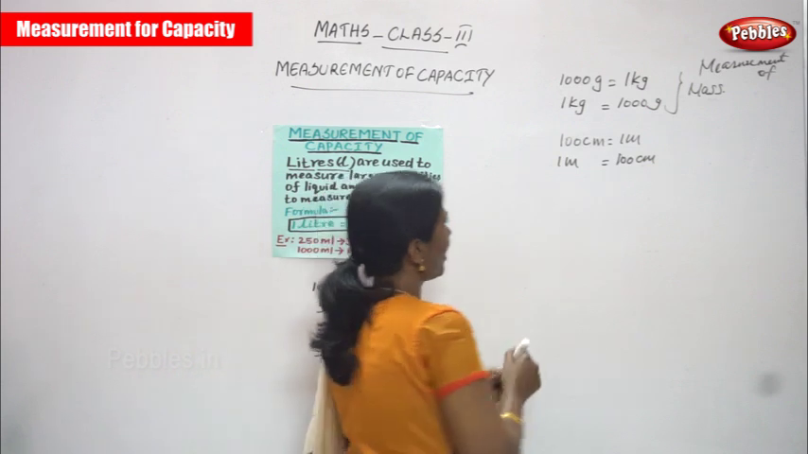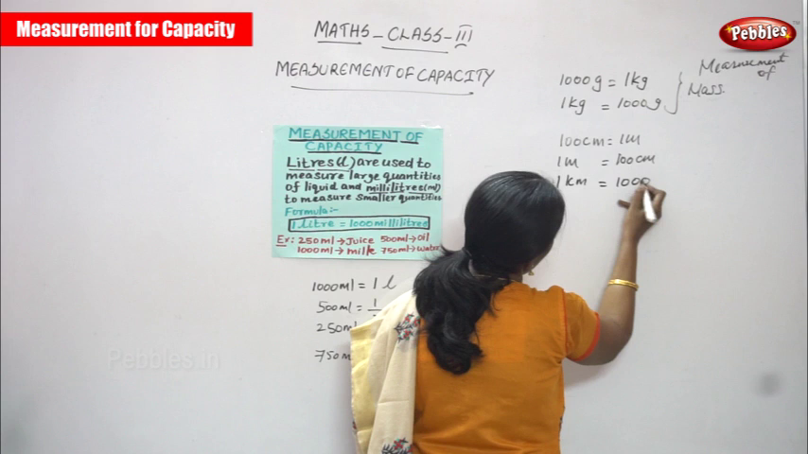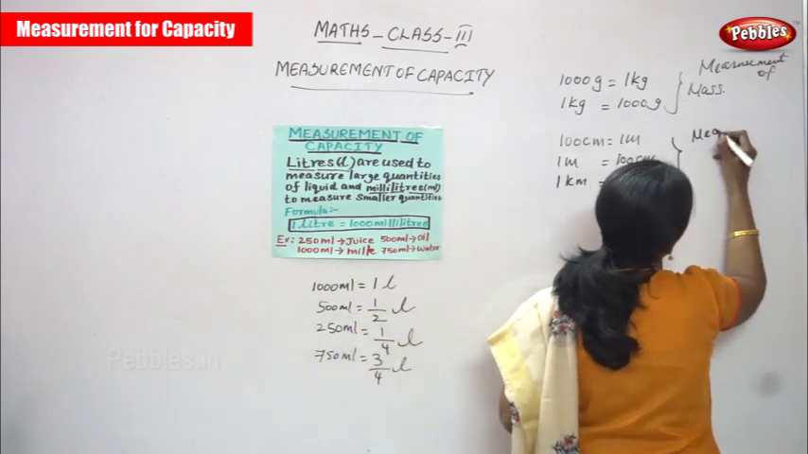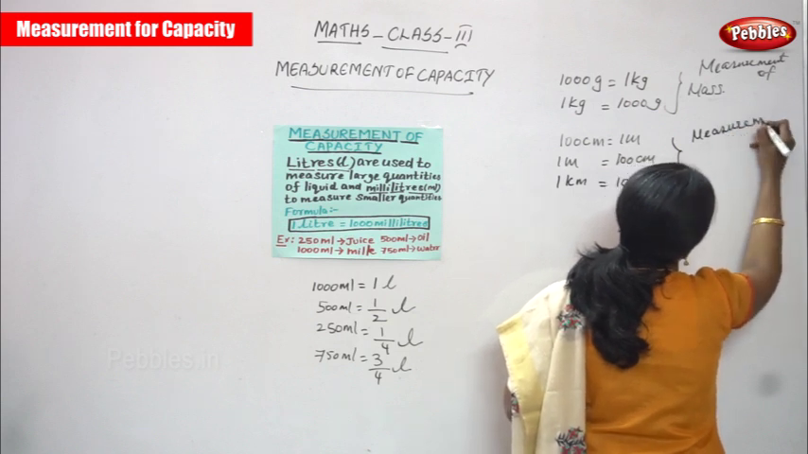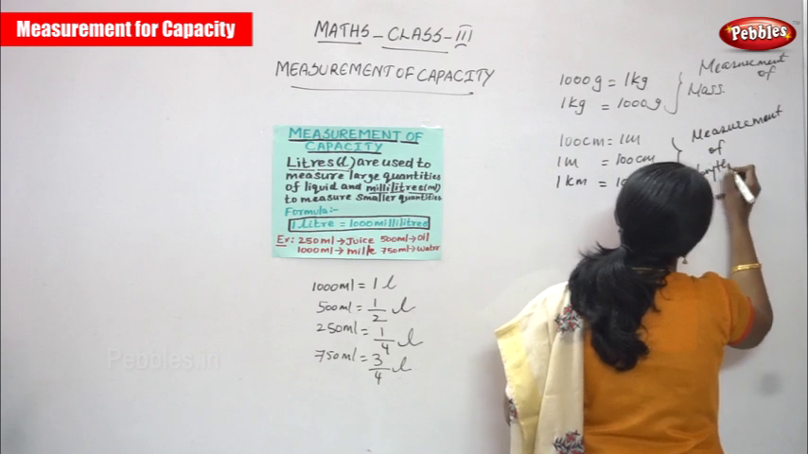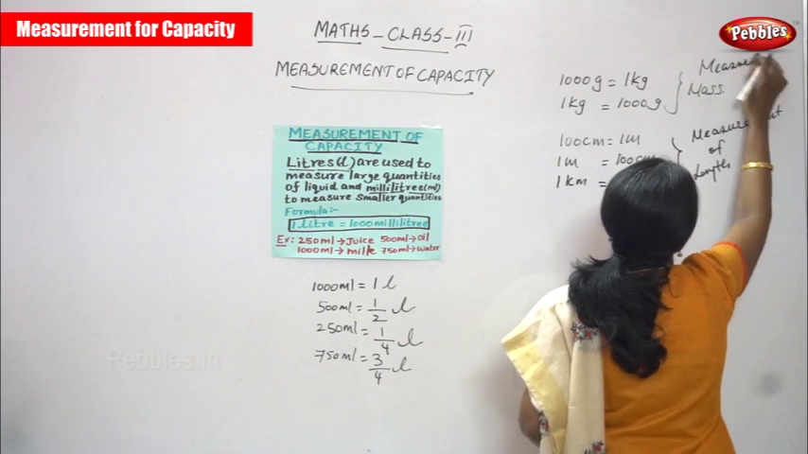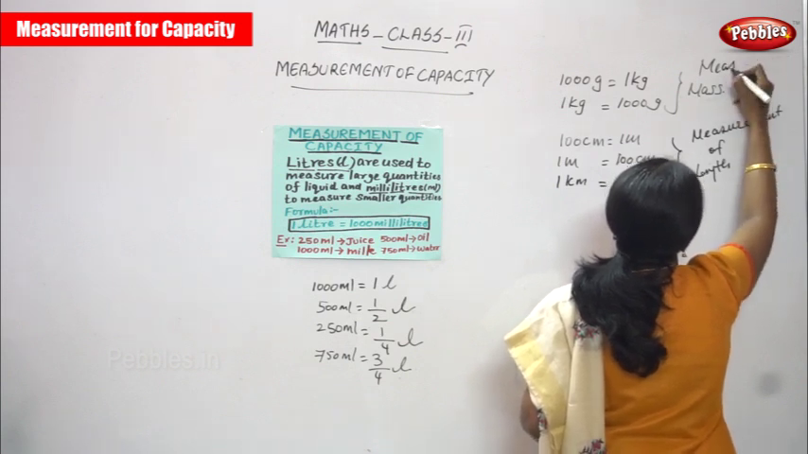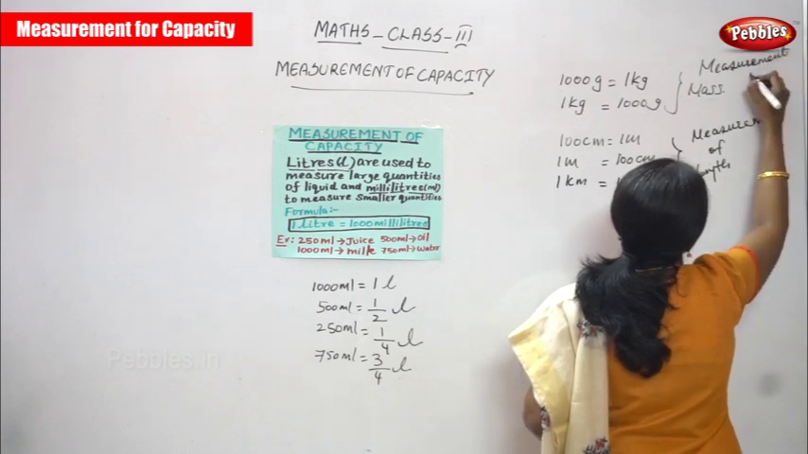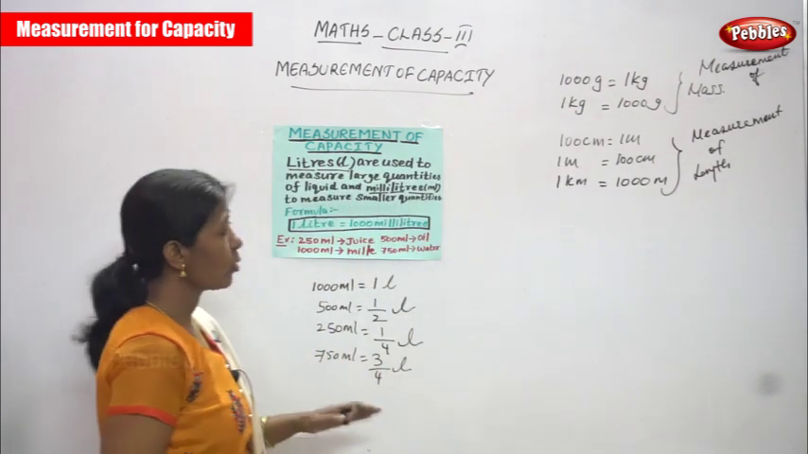So 1 kilometer is equal to 1000 meter. These are the formulas you have to memorize very clearly. I have already taught you; I just want to recall everything.